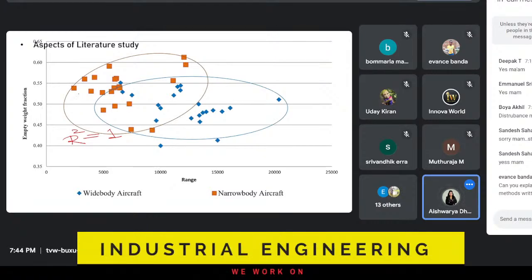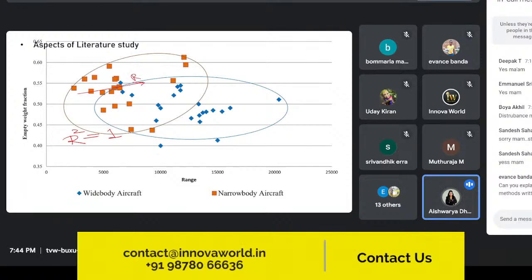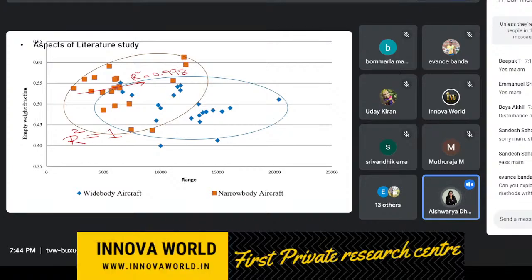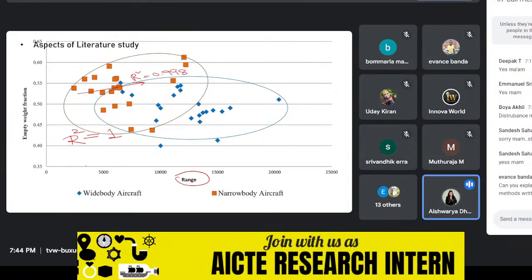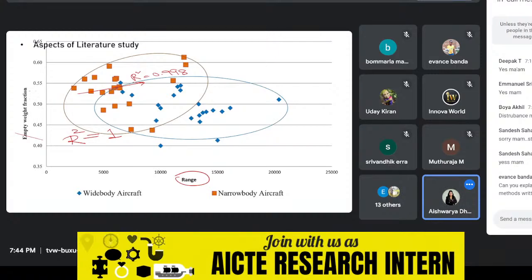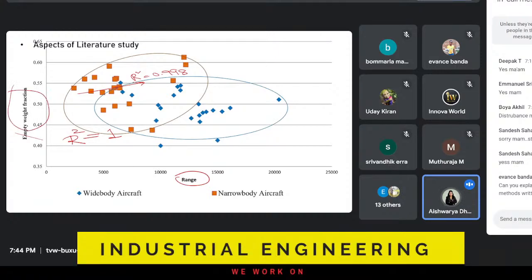Now if I analyze this factor and the R square value is 0.998, let's assume that, and that is very close to 1, that means the relationship between the range and this empty weight fraction is very good.